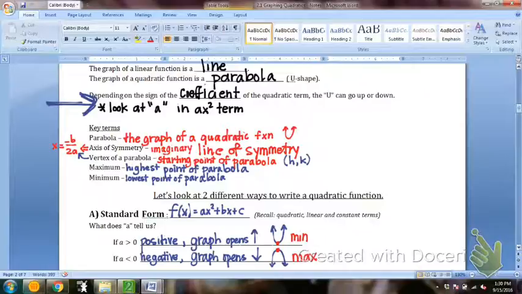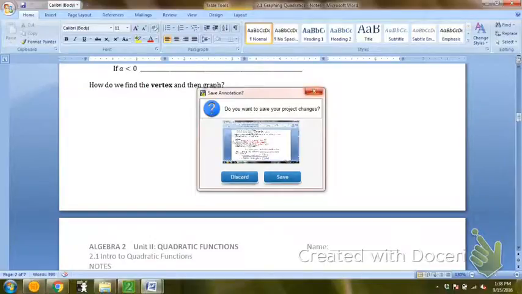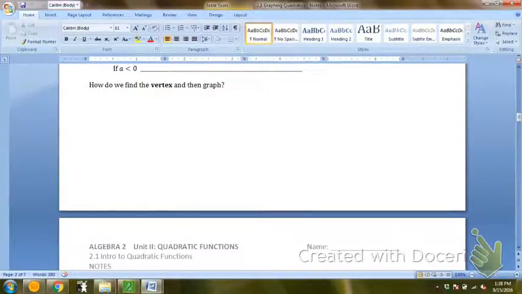Okay, the last thing on this that's really important is how do you find the vertex? So many times students start doing the problem and they can't find the vertex. And if you can't find the vertex, you're not going to be able to go forward with the problem. Okay, so how do you find the vertex? Anybody know how you find the vertex?